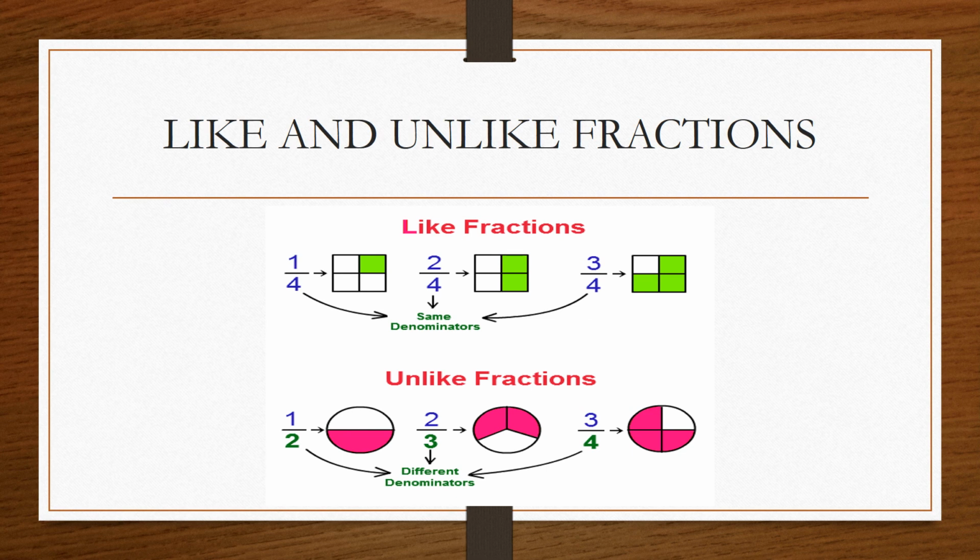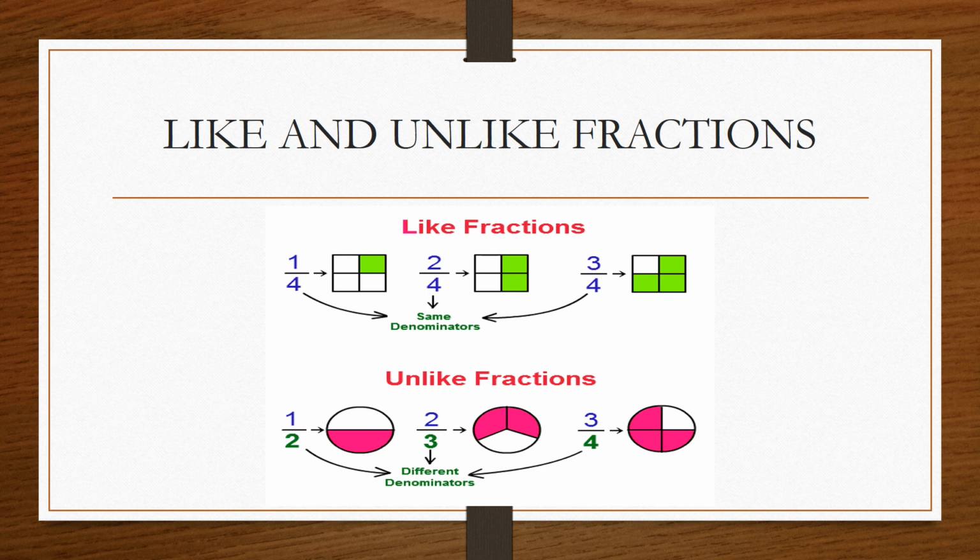What are like and unlike fractions? Like fractions, here you can see the figures shown. The figure square is divided into 4 parts. The total parts are 4. In all 3 squares, you can see the total part is 4. And the shaded part in the first square is 1. In the second square, 2 parts are shaded. And in the third square, 3 parts are shaded.